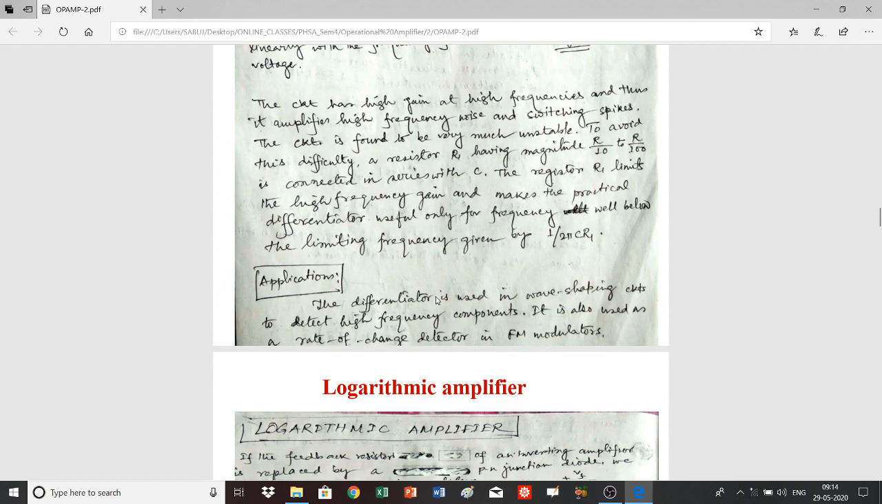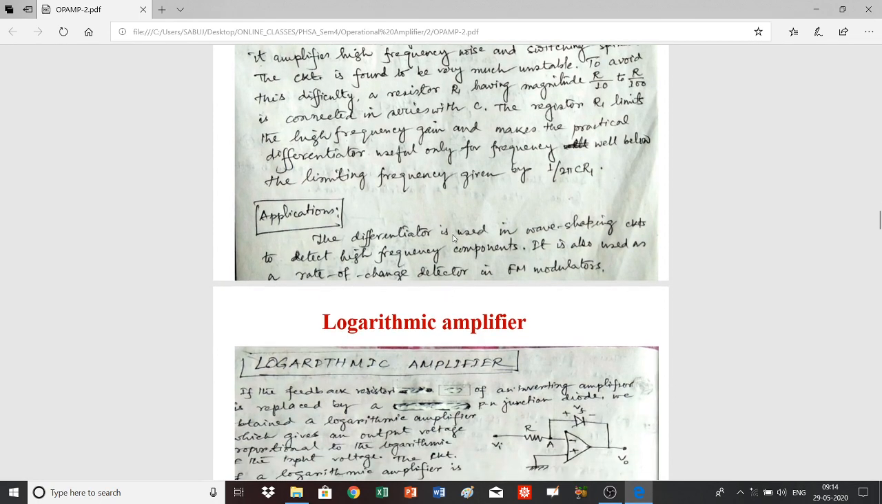Now come to the applications of this type of amplifier, that means the differentiator. The differentiator is widely used in wave shaping circuits to detect high frequency components, and it is also used as a rate of change detector in frequency modulators.